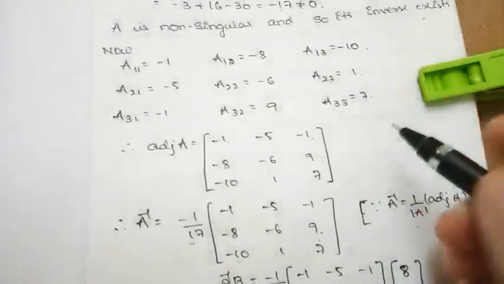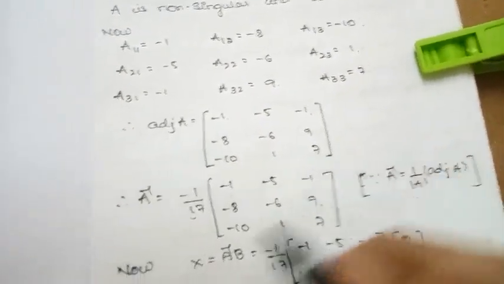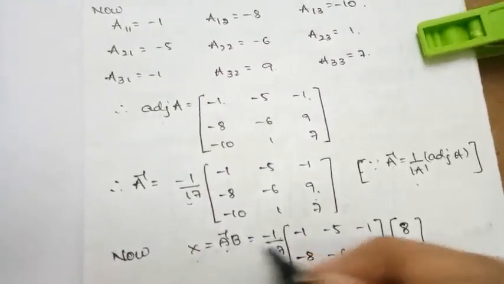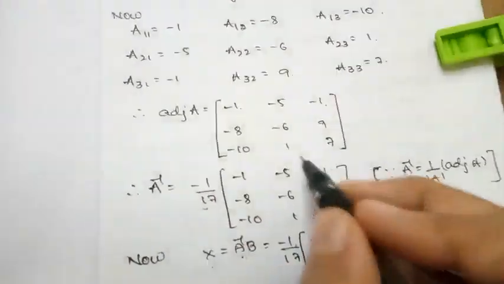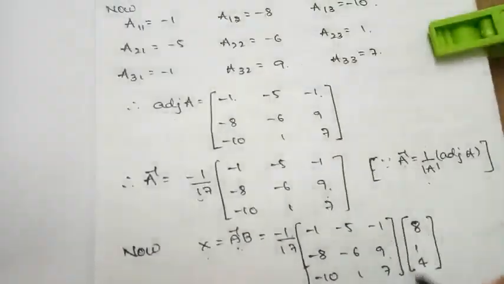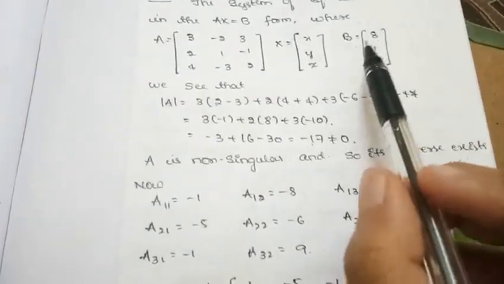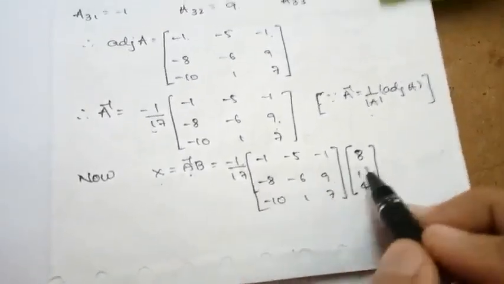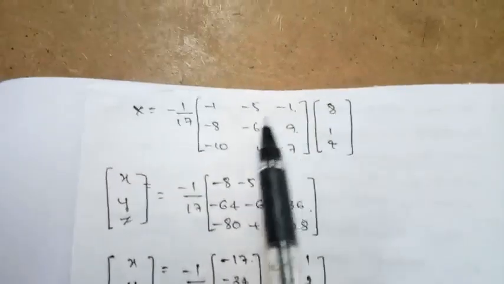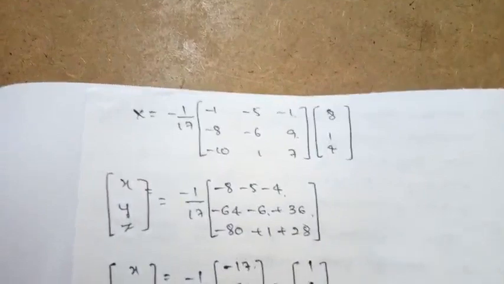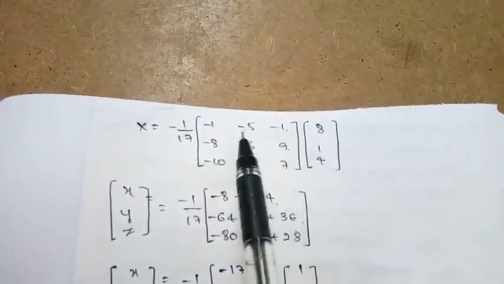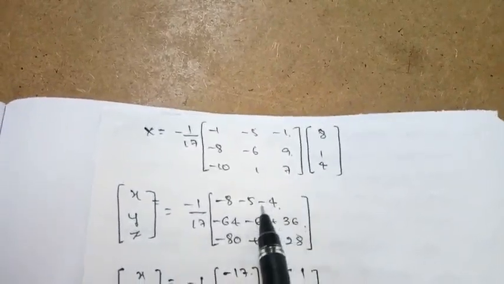Now how are we going to find the solution? The solution is given by X is equal to A inverse B, where our A inverse is minus 1 by 17 into adjoint A, and B is this matrix 8, 1, 4. Now you multiply these two matrices. So multiplying, it is 8 into minus 1 is minus 8, 5 into 1 is minus 5, minus 1 into 4 is minus 4. In this way you will multiply, and you will get this.